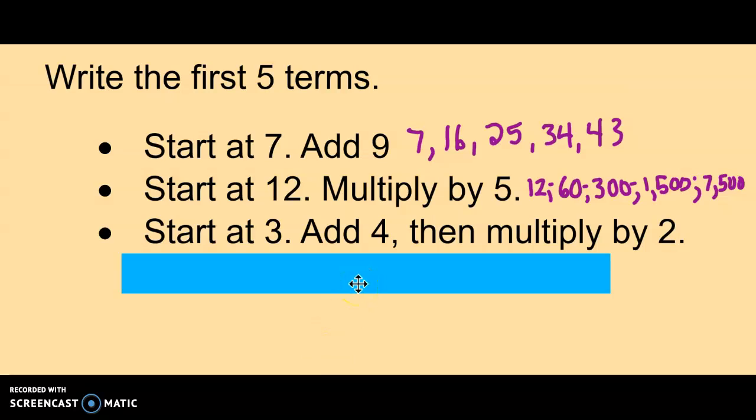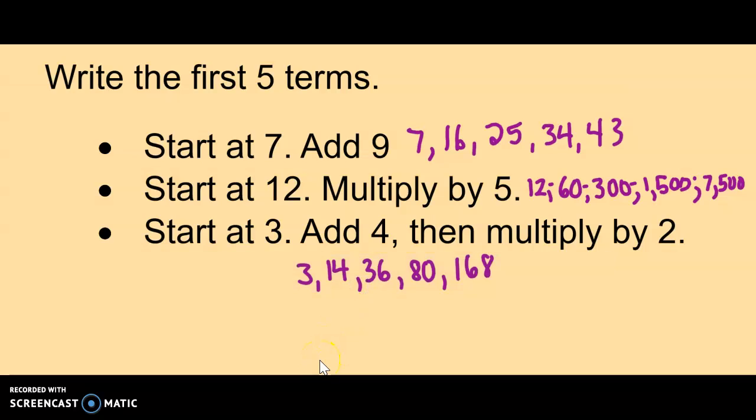And then the last one, I had to start at 3, add 4, then multiply by 2. So 3 plus 4 is 7. 7 times 2 is 14. So my second term is 14. Then 14 plus 4 is 18. 18 times 2 is 36. 36 plus 4 is 40. Times 2 is 80. And then 80 plus 4 is 84. And 84 times 2 is 168.